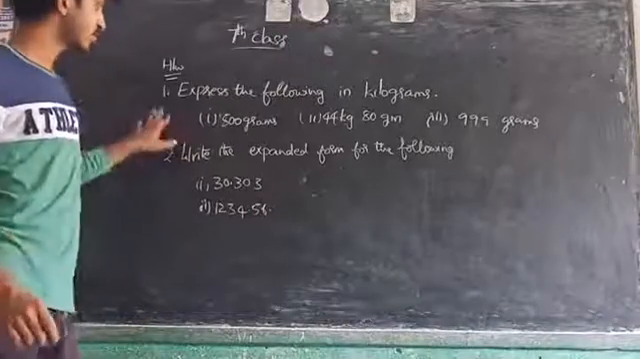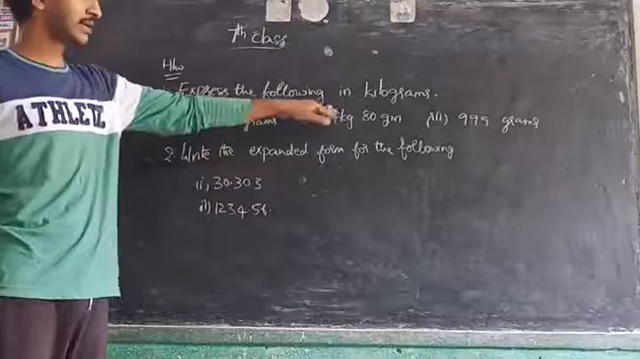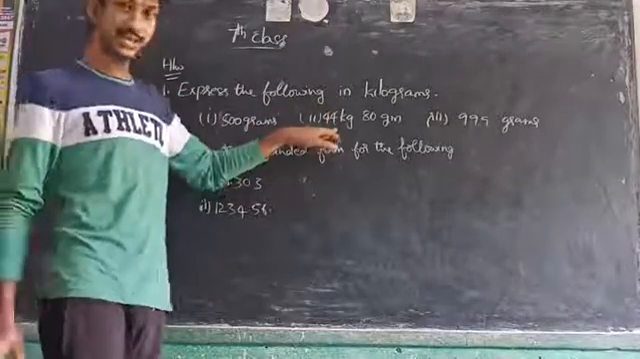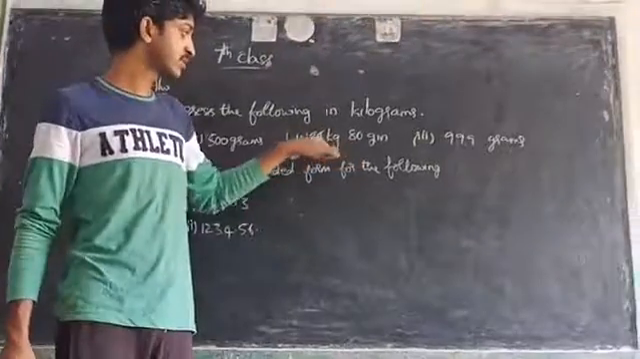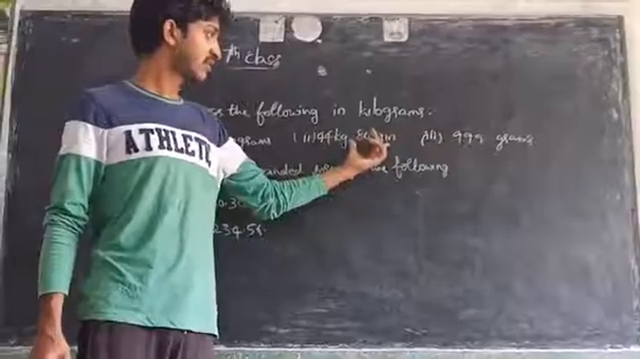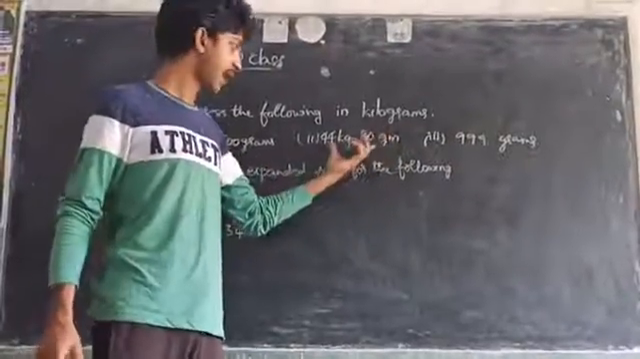Okay, children, do these two problems as homework. Express the following in kilograms, and I will write the expanded form for the following. So see here, 44 kgs and 80 grams. So we don't need to convert this 44 kgs because it is given in kgs. Convert this 80 grams into kgs and then add these two numbers.